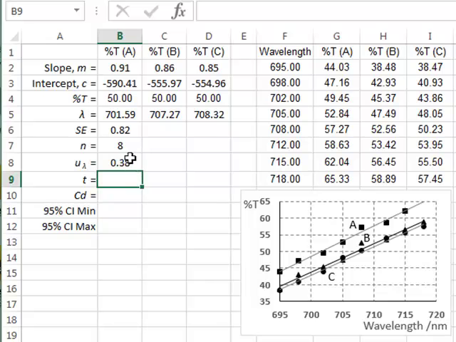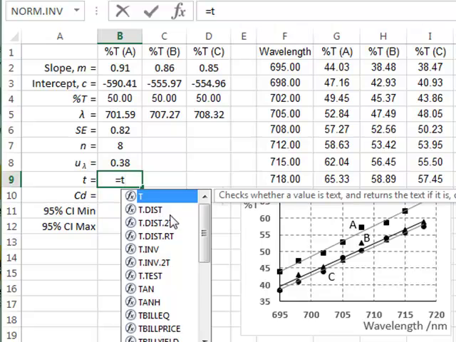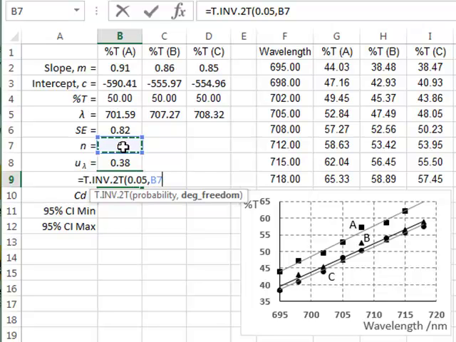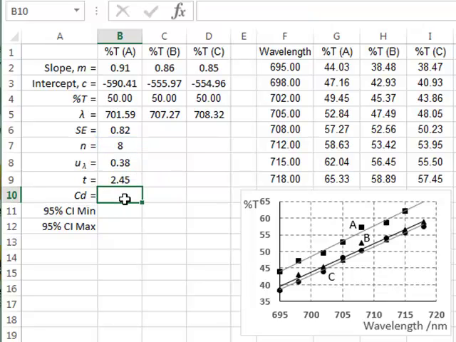To get a confidence deviation, we must now have the t value, which will be the T.INV.2T. The probability for a 95% confidence interval is 0.05. And the degrees of freedom now are the initial number of data points, but minus 2. The confidence deviation we get by multiplying the t value and the standard uncertainty, giving a confidence deviation of 0.93.